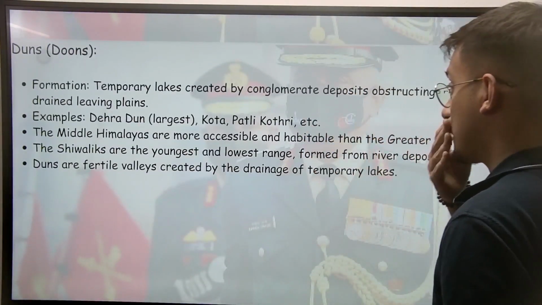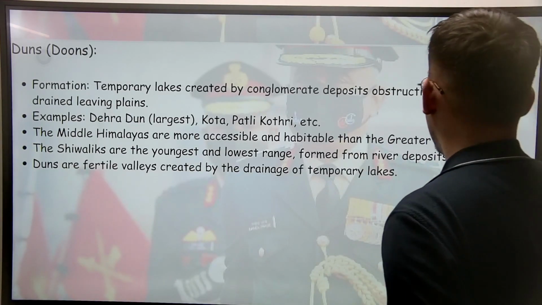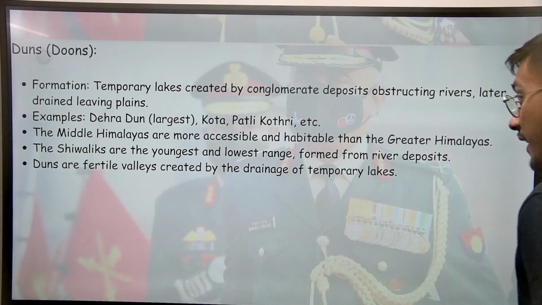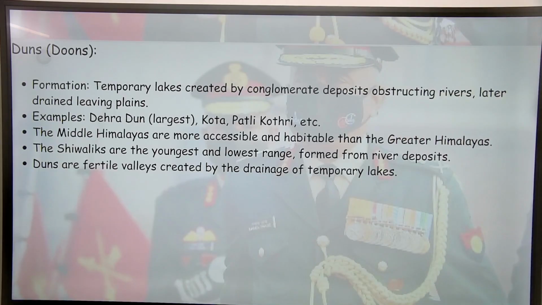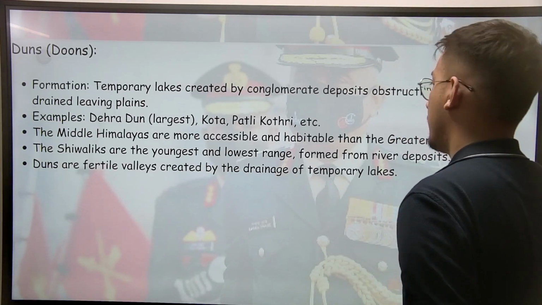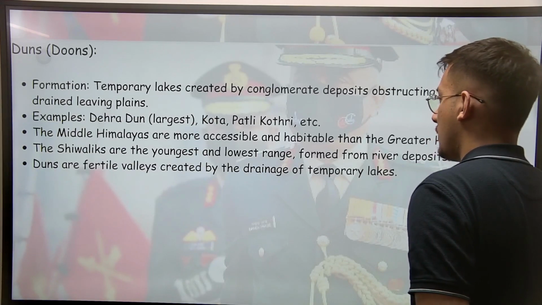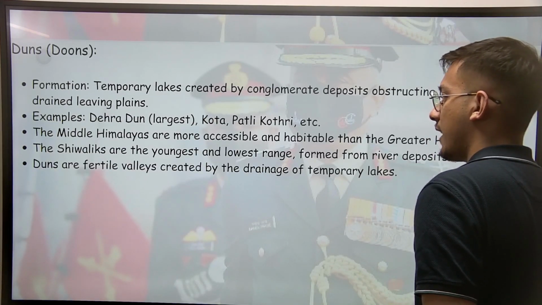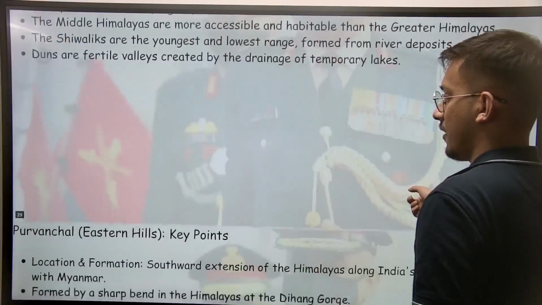Now we come on to dunes. Dunes are formed by temporary lakes created by conglomerate deposits obstructing rivers, later drained, leaving plains. Examples are Dehradun, which is the largest one. Then we have Kotli, Patli, Kotri, etc. The middle Himalayas are more accessible and habitable than the greater Himalayas. Shivaliks are the youngest and lowest range, formed from river deposits. Dunes are fertile valleys created by the drainage of temporary lakes.